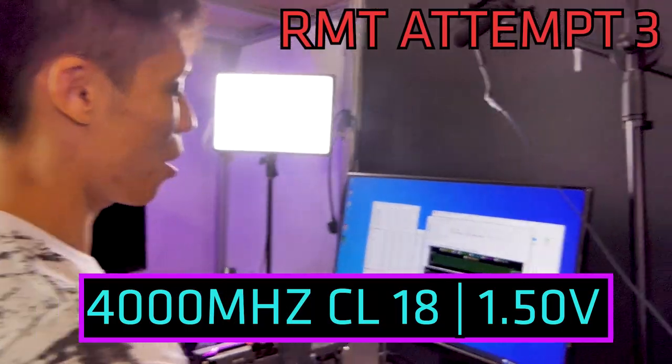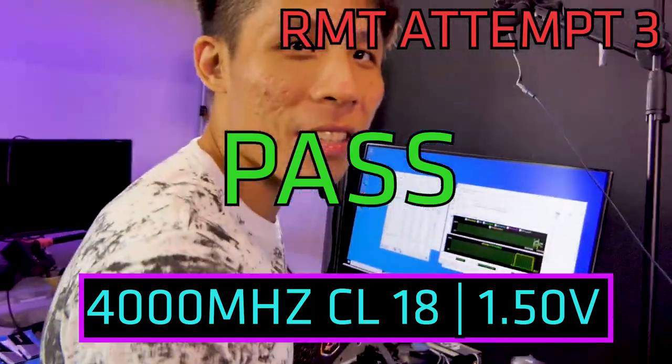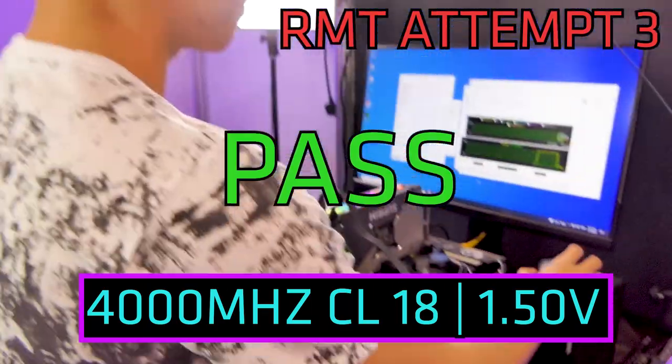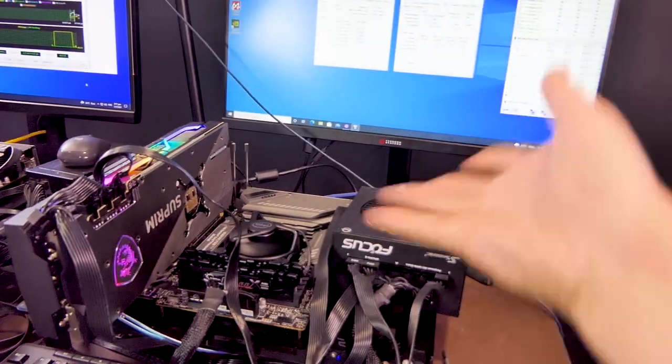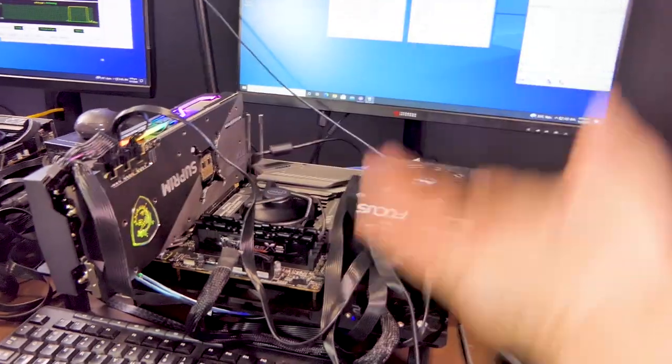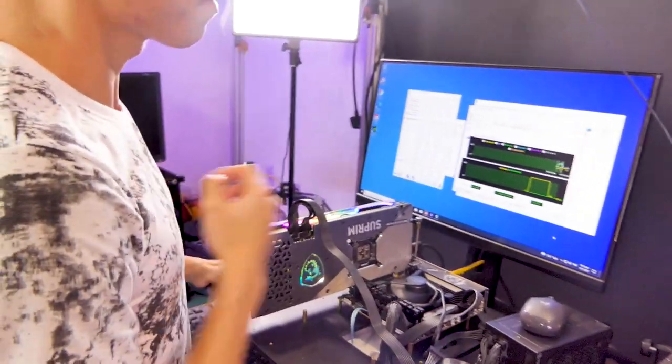Okay, yes, we are all stable. We have achieved 4000 CL18. So now both of these sets are at 4000 CL18. But we have also seen that this guy, if we try to go to 4266, is going to crash. So let's see if the ITX advantage comes into play here.